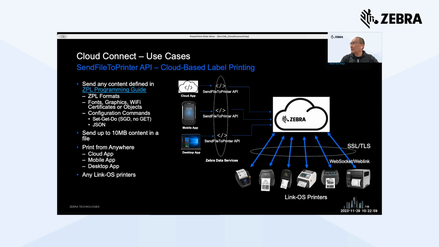having to do anything else. The user only needs to configure WebLink 1 or WebLink 2 in order for the printer to connect to Zebra Cloud, and then invoke the send file to printer API, which is a RESTful API. It allows any application, from anywhere, to initiate a print to those printers. I'm going to show a brief demo as well for this use case.